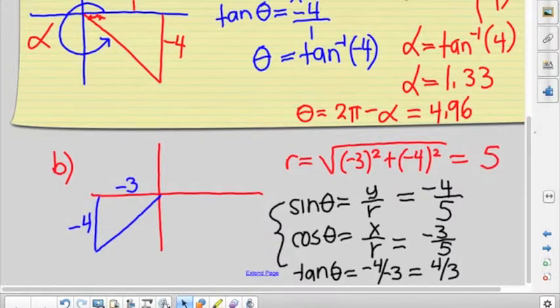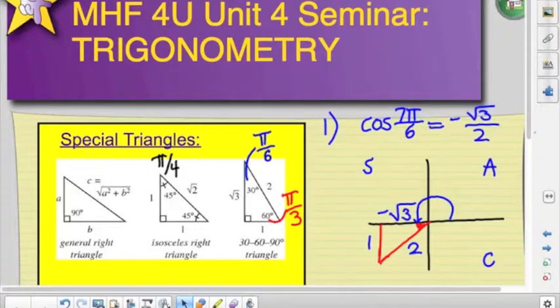In the next part of your unit, we'll also be going to cosecant, secant, cotangent, which you learned a little bit last year, but you're just flipping your ratios: r over y, r over x, and x over y. Now, what Kane was talking about, more examples of related angles.